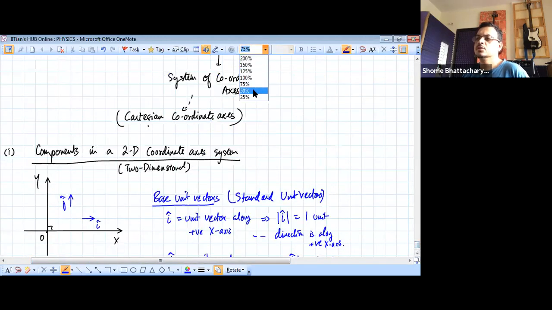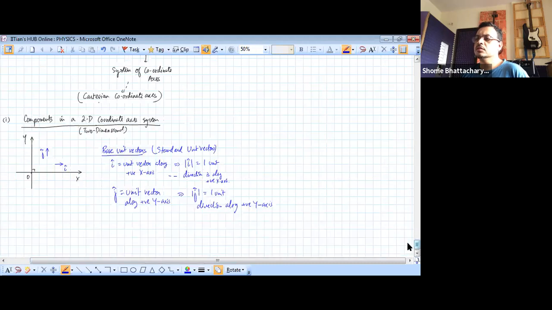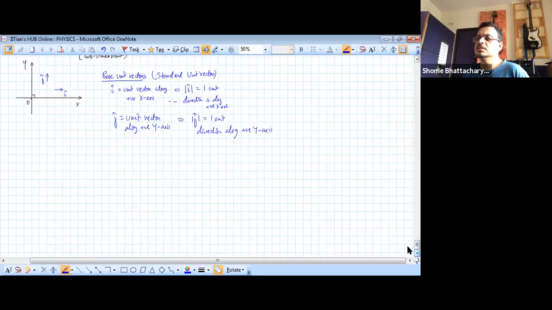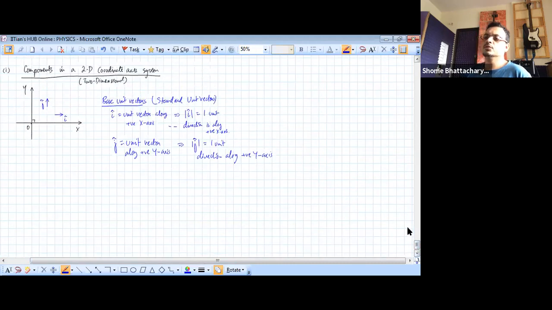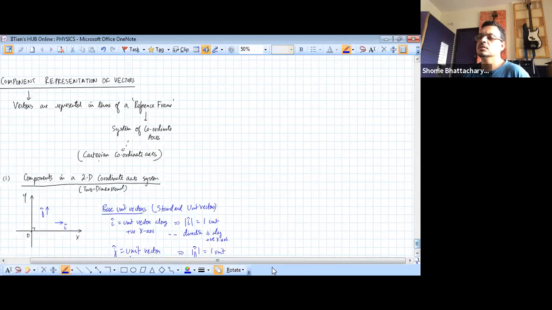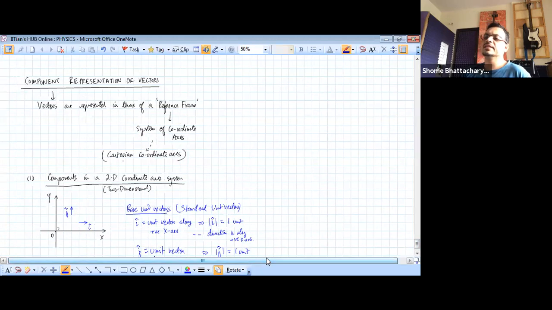Okay. So you can just make a quick basic note of this thing. This is the thing we're doing next. Or you can start from here. We are talking about the component representation of vectors.